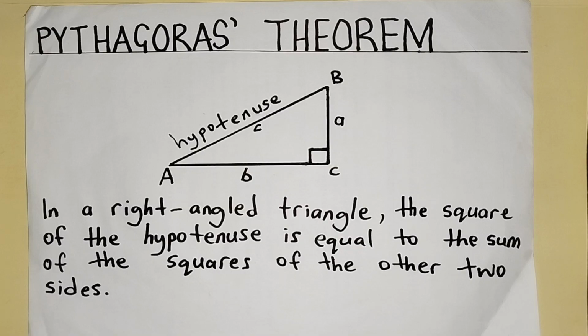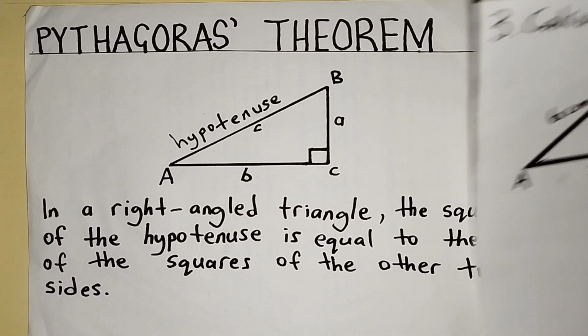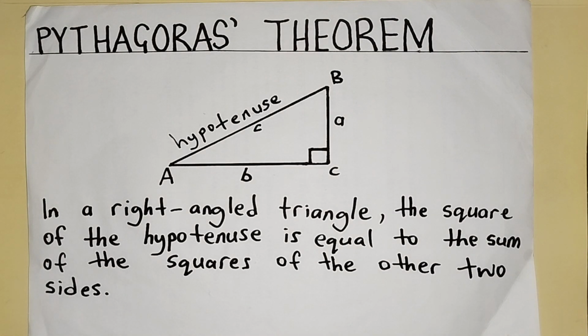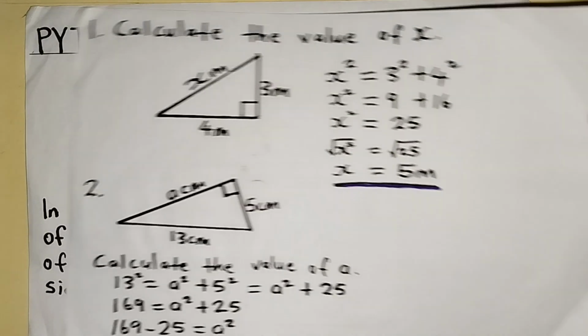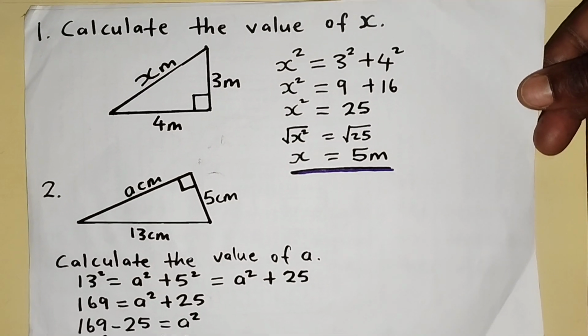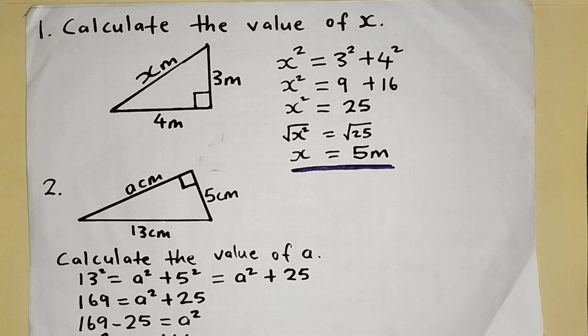Let me give you some questions to help you understand Pythagoras Theorem. Let me start with this one. The first question says, calculate the value of x. So we've got a right angle triangle here. The lengths of the other two sides are 4 meters and 3 meters. You can see that x is the hypotenuse or the longest side.